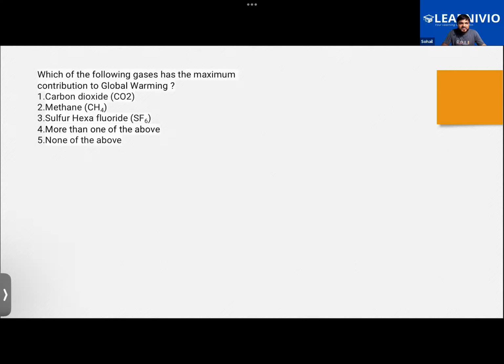Okay, guys, answer this question. Which of the following gas has the maximum contribution? Answer it in the chat box.